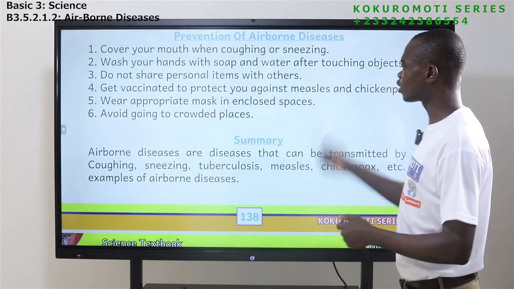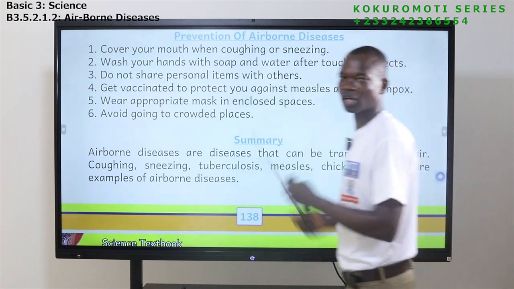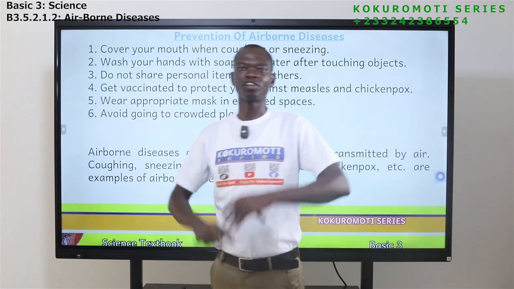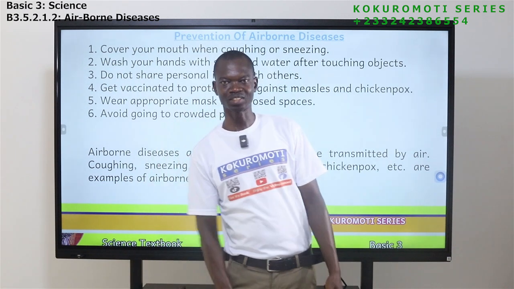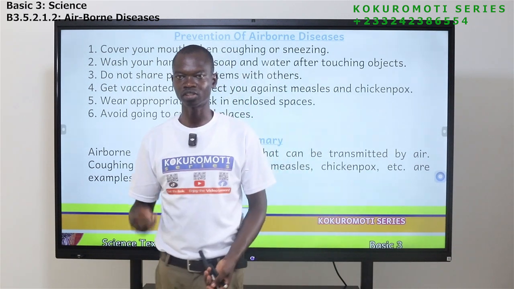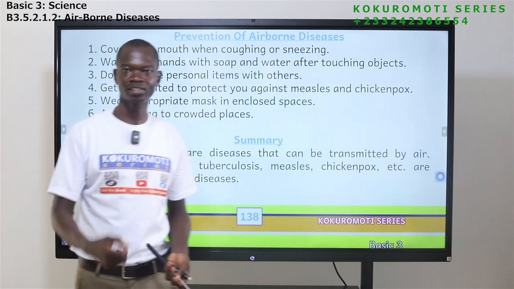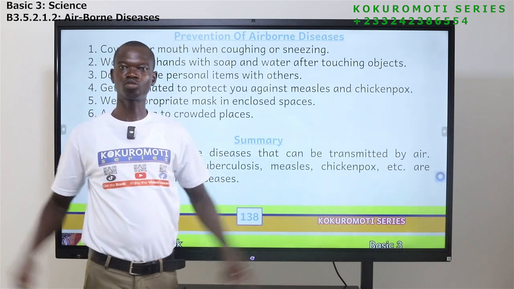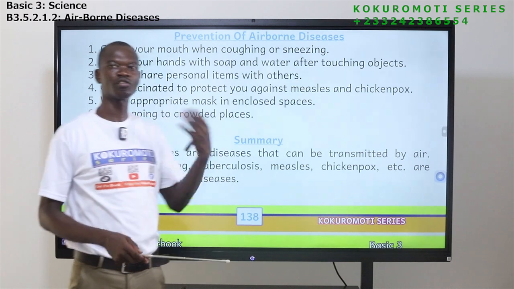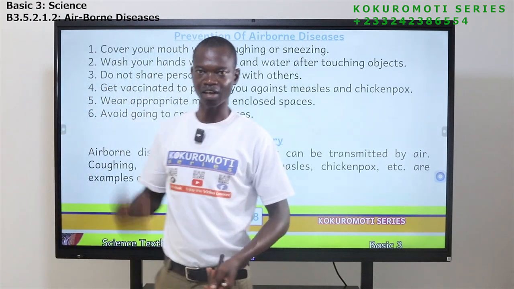The next one is that avoid going to overcrowded places. So if you are going to a place that has a lot of people, and you even find it difficult to get a space to stand, please avoid such places, because if one of them is infected with what? Airborne disease, the person can spread it to all the people around. So we should avoid going to places that are crowded.